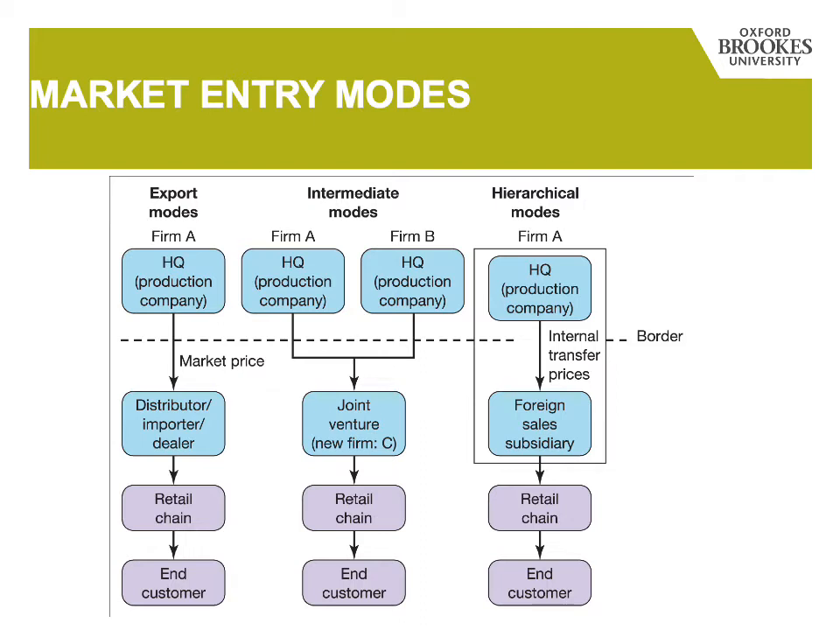The intermediate modes share the risk with another firm B, who set the price to be used by the joint venture, new firm C. They decide what price to sell to the retail chain. The retail chain marks up the price to sell to the end customer. The hierarchical mode determines a price with a foreign sales subsidiary, benefits from internal transfer of prices and repatriating profits, hence tax savings and benefits, and controls the pricing that the retail chain sells to the end customer. In most cases, the retail chains are company-owned and managed by the headquarters. In most cases, this also results in more efficiency of pricing for the end consumer, as there are now fewer or no intermediaries.